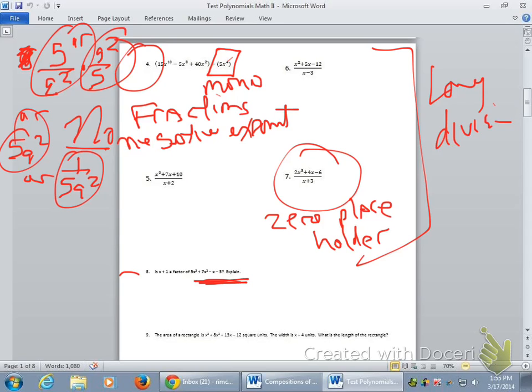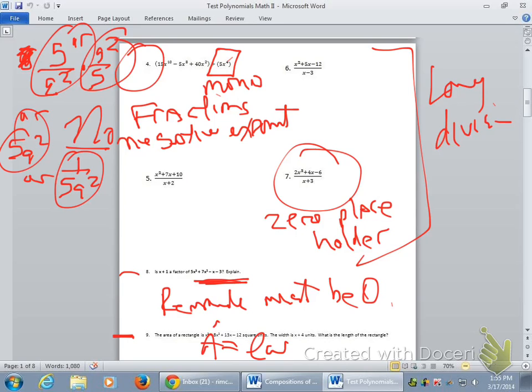I was very pleased with number 8 that most of you, 90% or more of you, recognize that to be a factor, the remainder must be 0. If the remainder is 0, it is a factor. If the remainder is not, then it is not. So your job is to show your work and then interpret the remainder. That's your job. And then on number 9, you recognize that area equals length times width. Well, I gave you the area and I gave you the width, so how do you find the length? You would divide area divided by the width, and most of you did okay with that too.